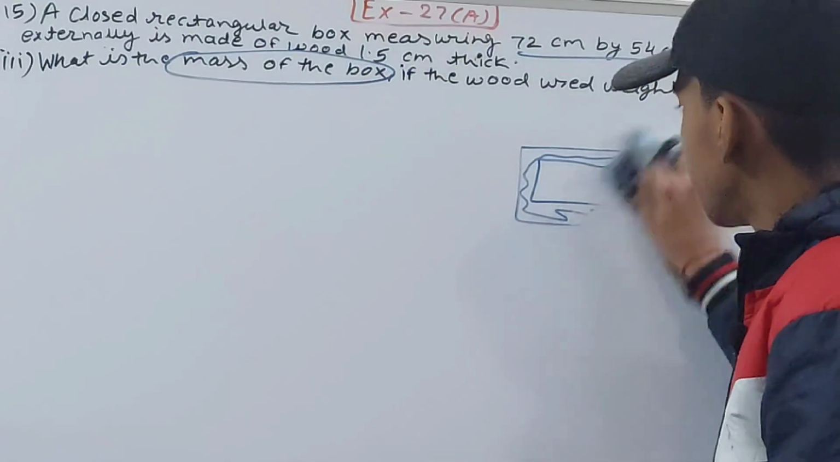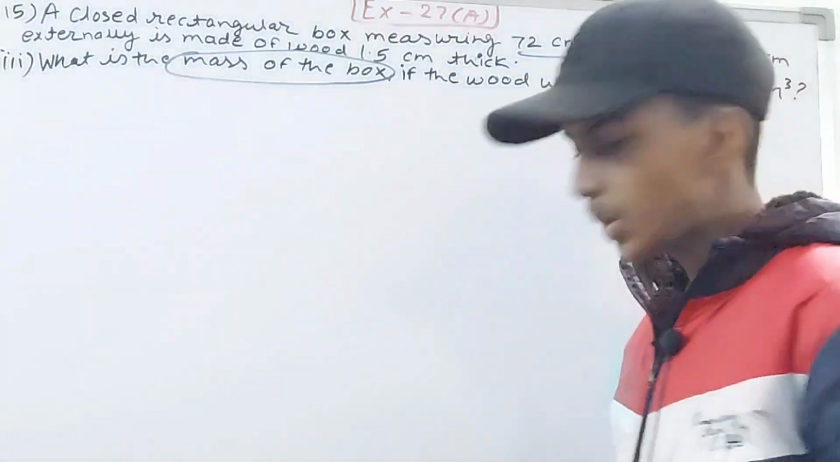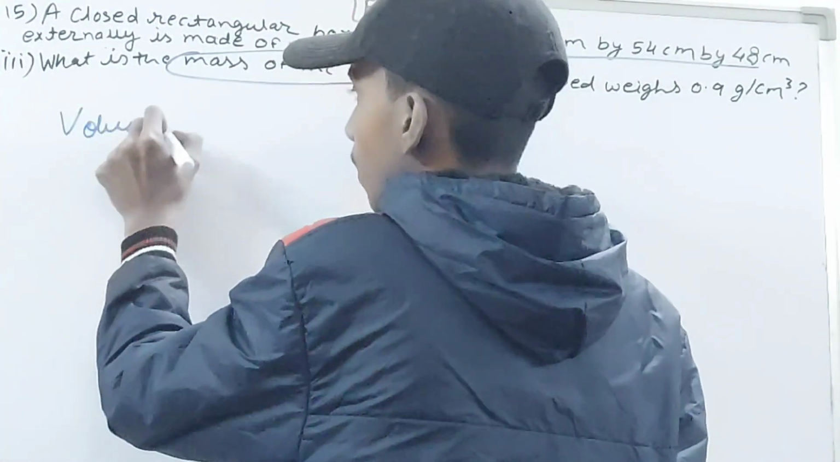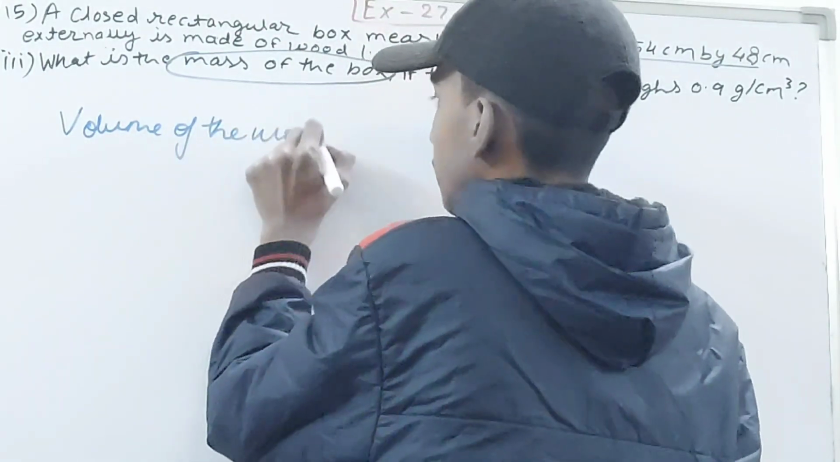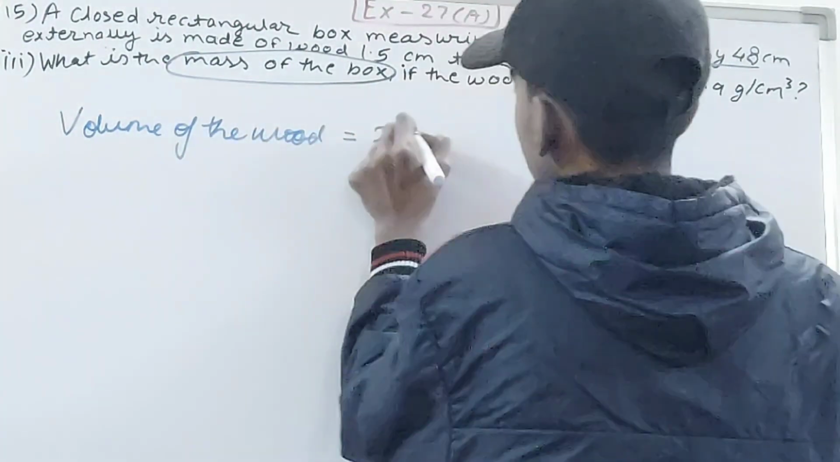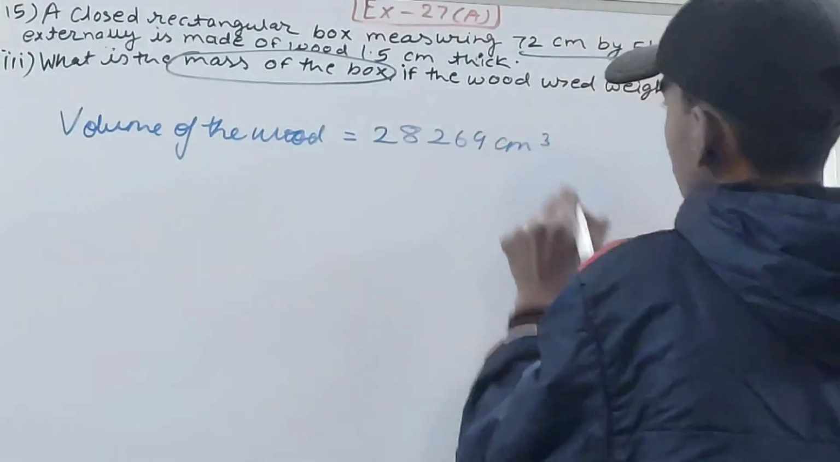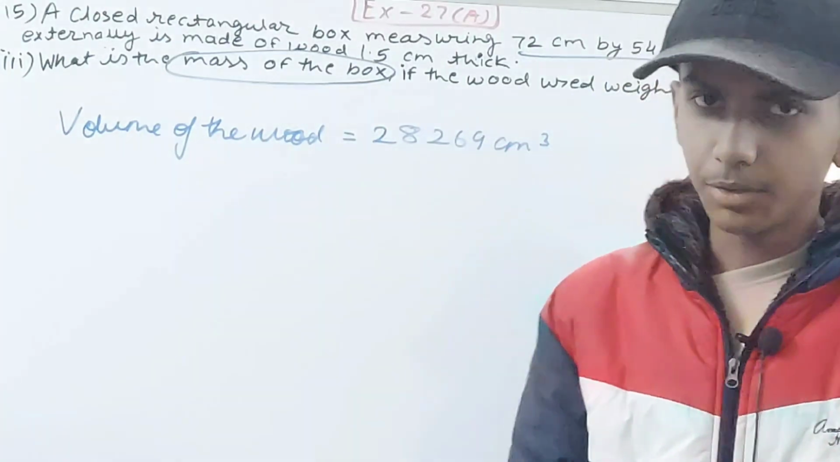So very simple thing is, we have the volume of the total wood, right? That means in the previous part we have calculated the volume of the wood, that was 28,269 cubic centimeters. That was the volume of the wood that was there.